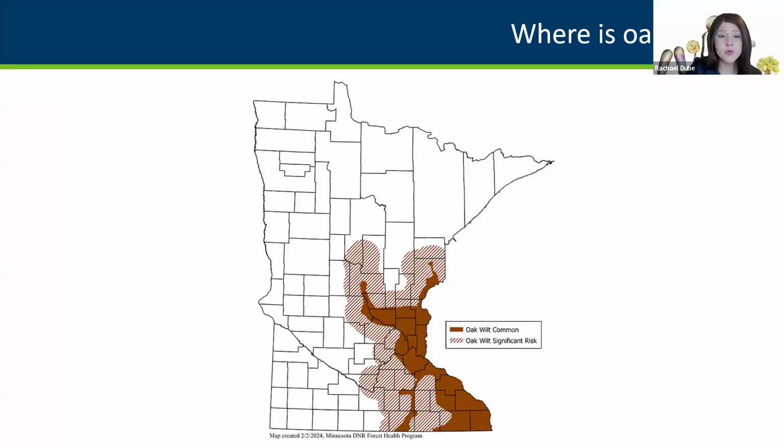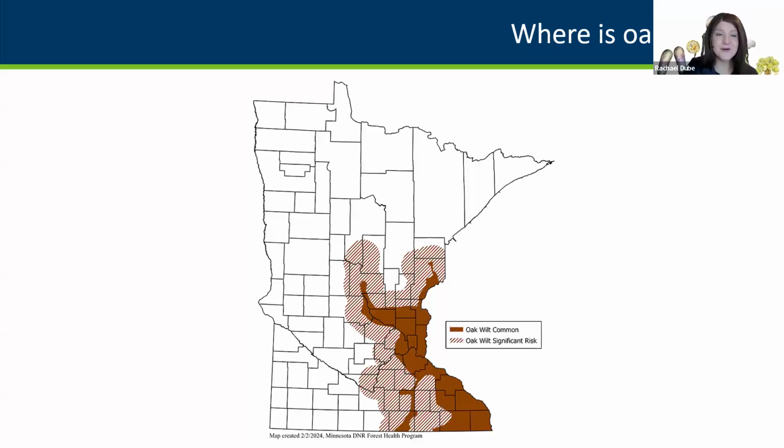This is a map, it's on our DNR website, showing where oak wilt is common in the darker shaded areas. And then this is the area in the lighter shaded areas where oaks are at significant risk of developing oak wilt, but it can show up anywhere at any time because it can move on oak firewood. So it's something for all of us to be on the lookout for.